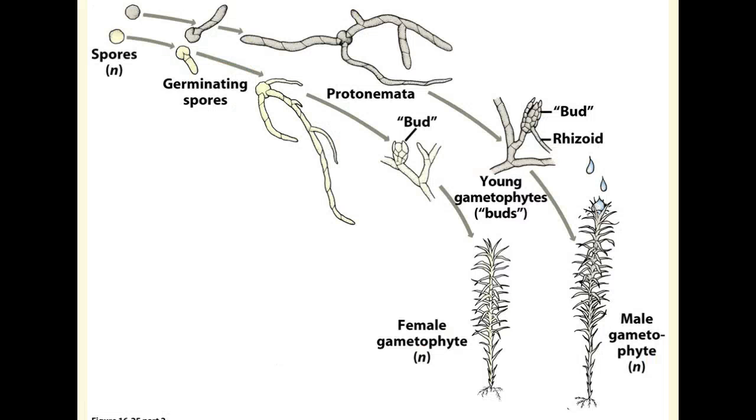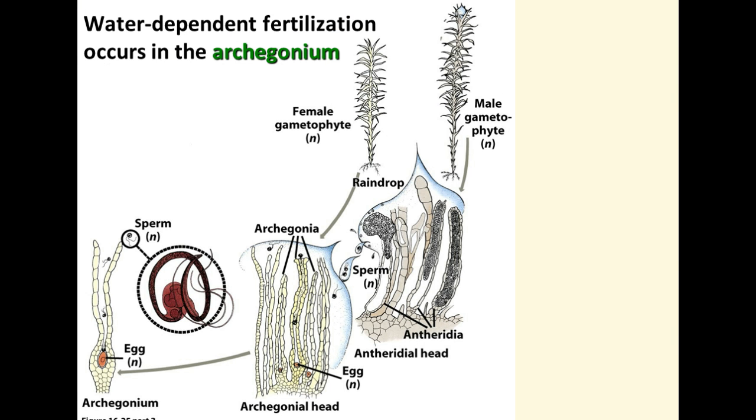Okay, so let's look at our mosses. They have a spore that is dispersed and germinates. It grows these protonema with a bud, so we saw the protonema bud. And then the rhizoid grows off, and we have the young gametophytes, the male and the female. Is there really that much of a visible structural difference between the male and the female? No, you'd have to really look at it under a microscope.